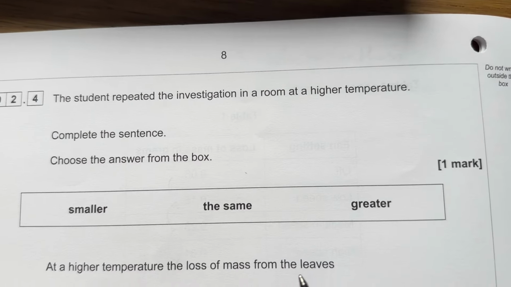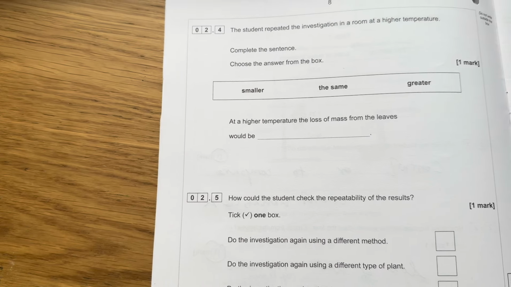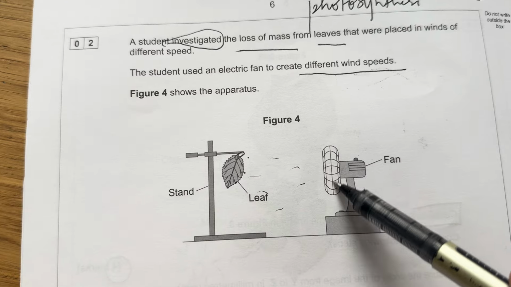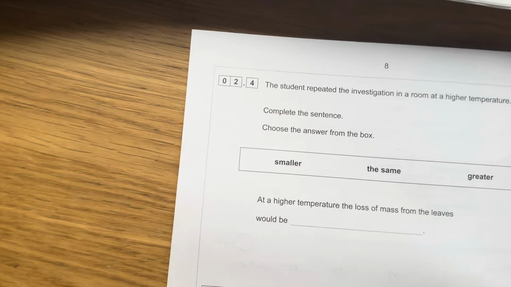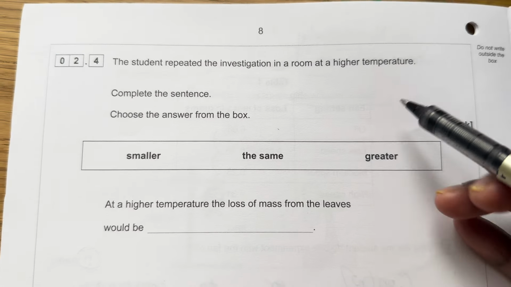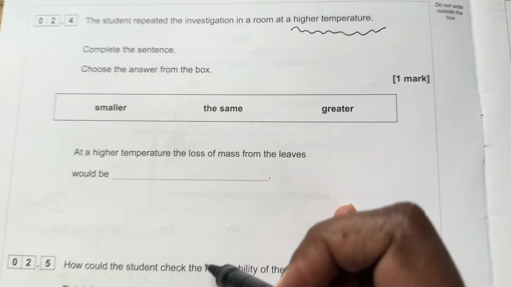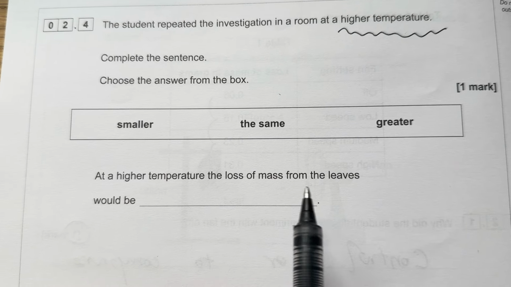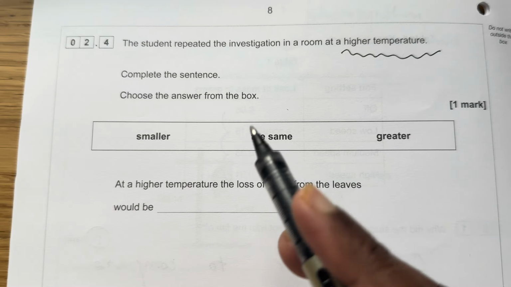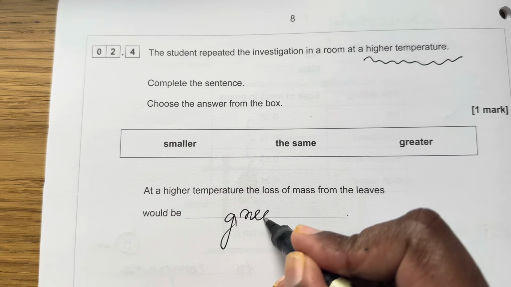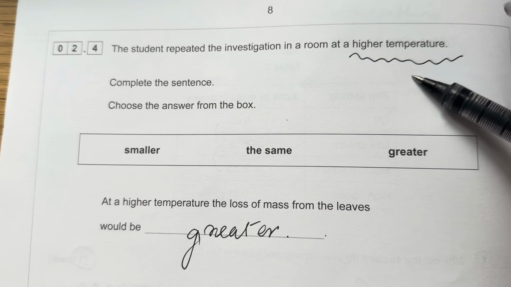A student repeated the investigation in a room at a higher temperature. Okay, in this question, they have only said that they used a fan at a normal temperature, but they repeated the investigation with a different variable. So now they also have increased the temperature. So now they're asking you, at a higher temperature, the loss of mass from the leaves would be smaller, the same, or greater. Yes, that's right. So it's going to be greater. Okay, because higher the temperature, more the loss of water, right?